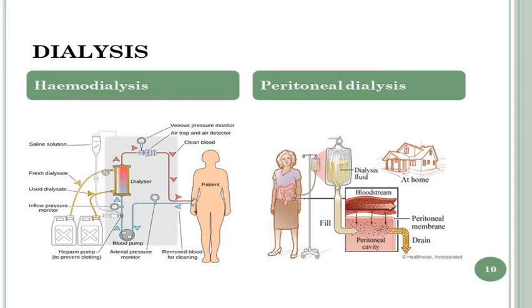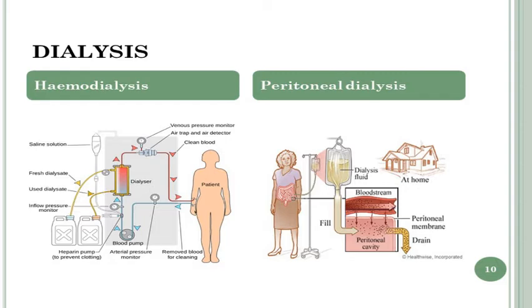If the kidney function cannot be restored and both kidneys fail, then dialysis is required. Dialysis is necessary if the function of the kidney is less than 10%. Using dialysis, the kidney function is performed artificially. There are 2 major types of dialysis: hemodialysis and peritoneal dialysis.